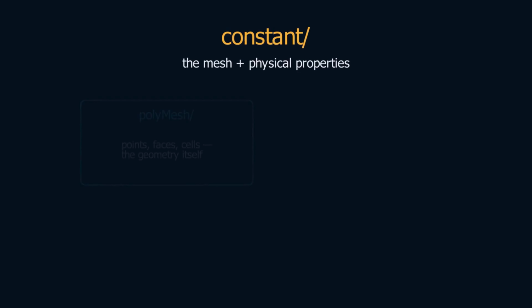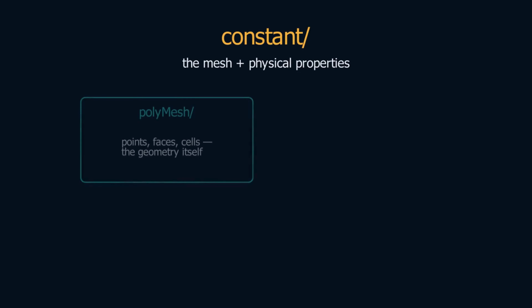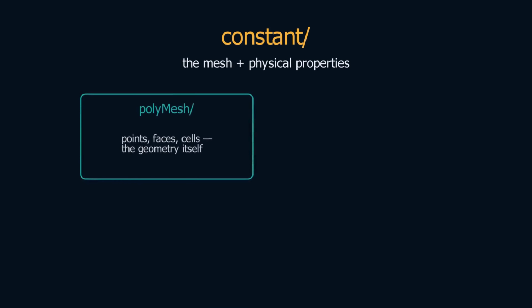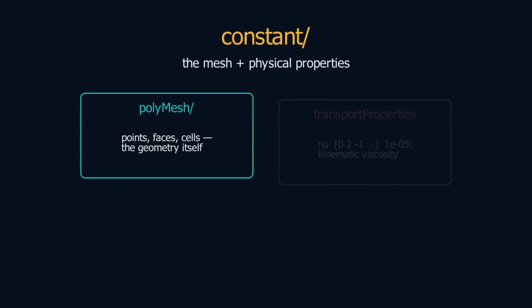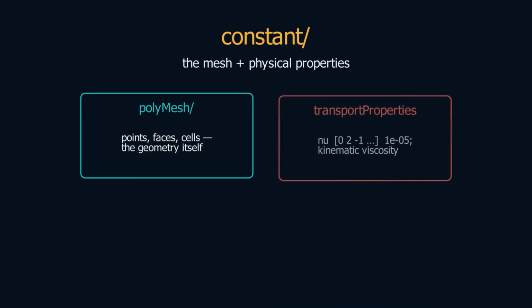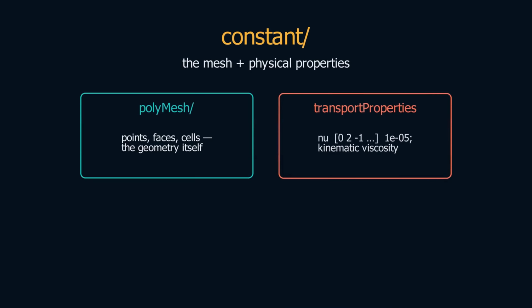The constant folder holds what stays fixed through the whole run, the mesh, and the fluid's physical properties. polyMesh is the geometry, a list of points, the faces joining them, and the cells they enclose. This is what blockMesh or snappyHexMesh writes for you. And transportProperties holds fluid constants, here the kinematic viscosity, nu. Notice it too carries dimensions.